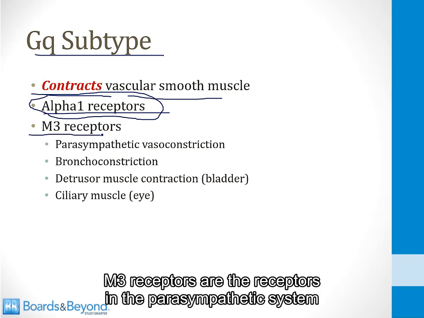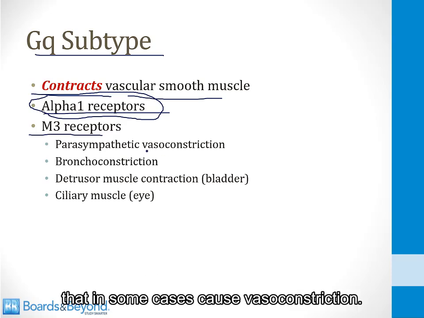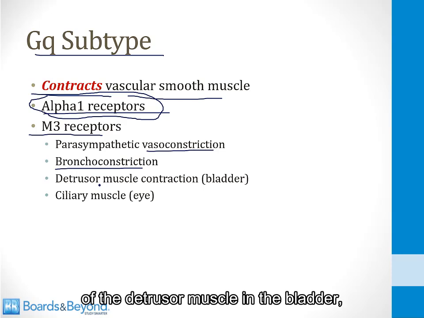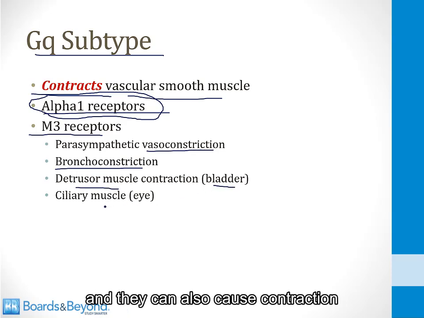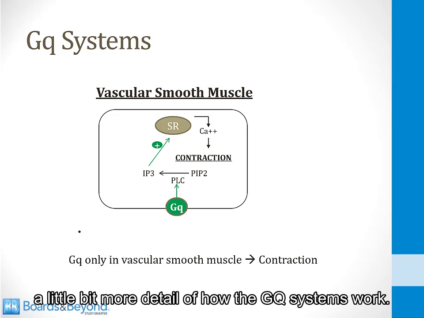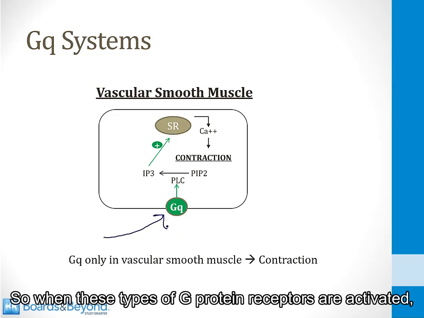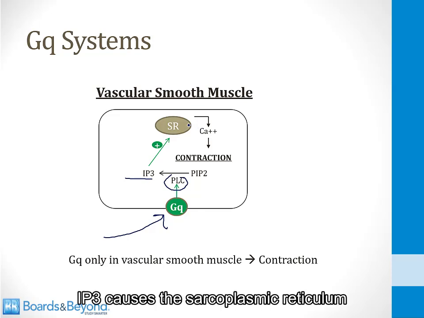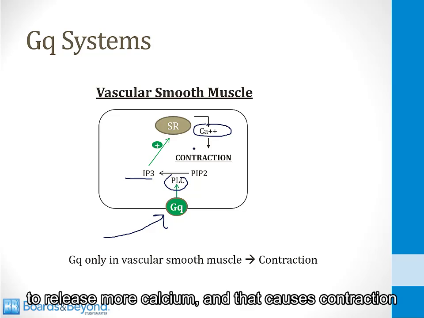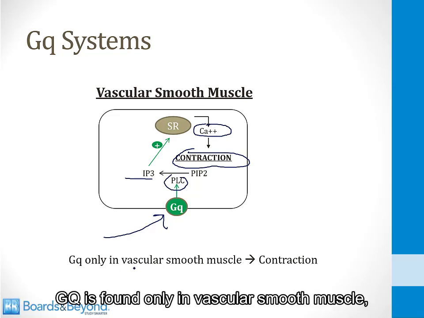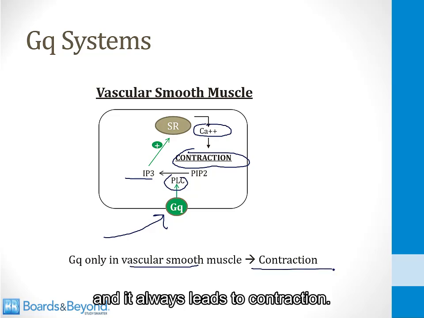M3 receptors are the receptors in the parasympathetic system that in some cases cause vasoconstriction. They can cause bronchoconstriction in the lungs, they can cause contraction of the detrusor muscle in the bladder, and they can also cause contraction of the ciliary muscle in the eye. And here's my own drawing giving you a little bit more detail of how the Gq systems work. So when these types of G protein receptors are activated, they activate phospholipase C, which increases the level of IP3. IP3 causes the sarcoplasmic reticulum to release more calcium, and that causes contraction of vascular smooth muscle. So I've indicated at the bottom a key point to remember: Gq is found only in vascular smooth muscle, and it always leads to contraction.